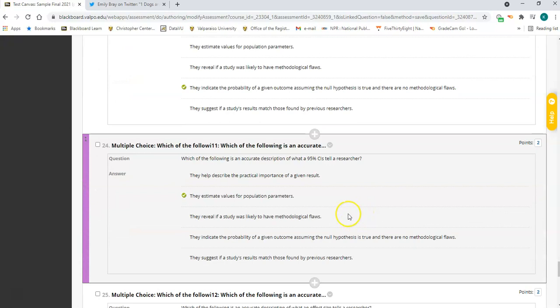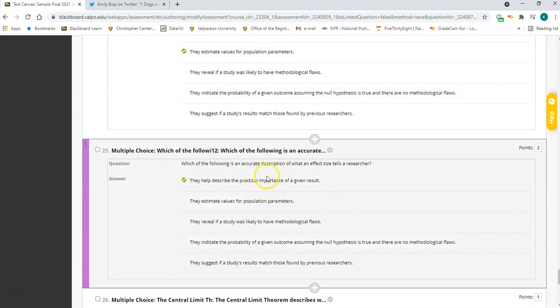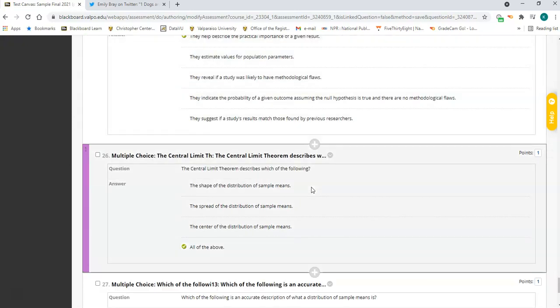Which of the following is the most accurate description of confidence interval? Well, I said that. It's this one. Which of the following is the accurate description of an effect size that the researcher tells you? Well, this one, I said that as well. And again, you should be able to do more than just memorize these. You've got to understand what they mean. I might word it differently, but it's going to mean the same thing. So don't just memorize the words. Understand what it means. Ooh, central limit theorem. That's a blast from your past, right?